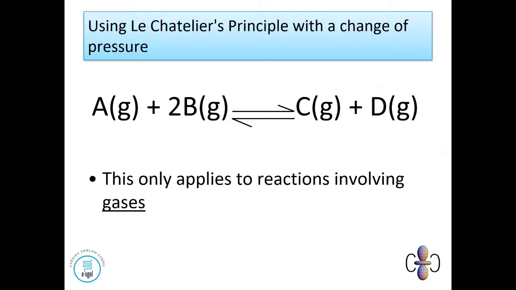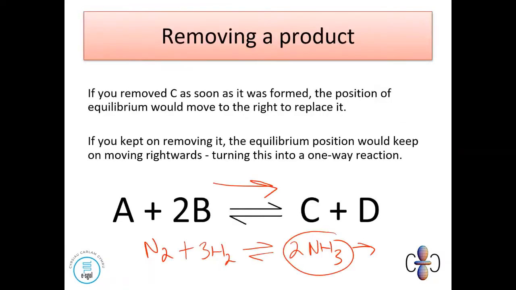So pressure, when it comes to Le Chatelier's principle, is only really applicable when everything is in gaseous state. So everything, you're dealing with gases. Now that does in fact apply to the Haber process, because if I go back to the one there for you, all of these are gaseous. So you've got gaseous nitrogen, you've got gaseous hydrogen, and it does make initially gaseous ammonia.